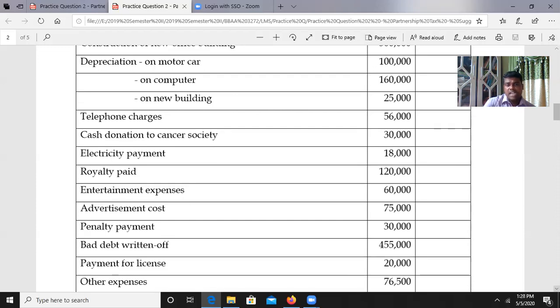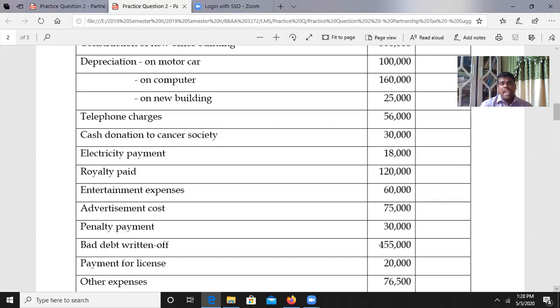Then telephone charges, that can be allowed for the financial accounting as well as for the taxation. So you don't need to do any adjustment because you already deducted it in the financial accounting profit calculation. That can be accepted for the taxation, so you don't need to do any adjustment.